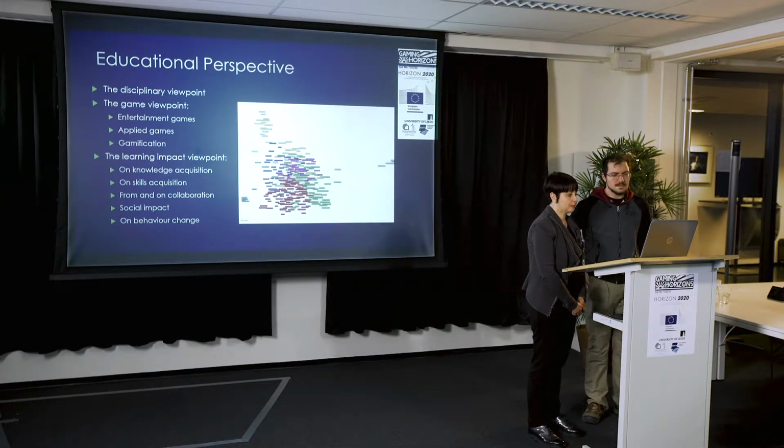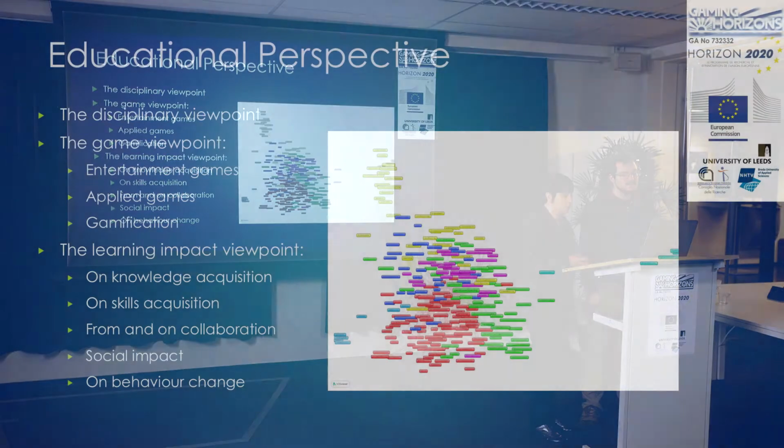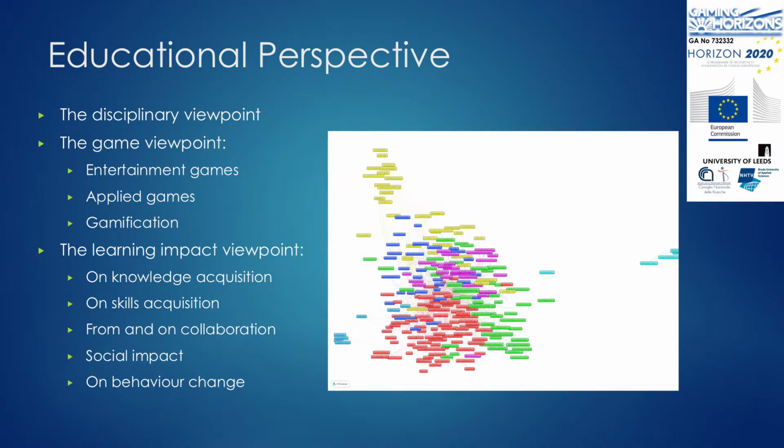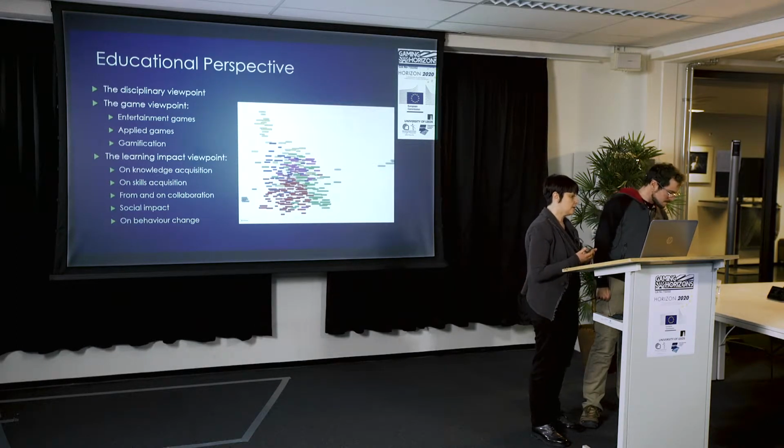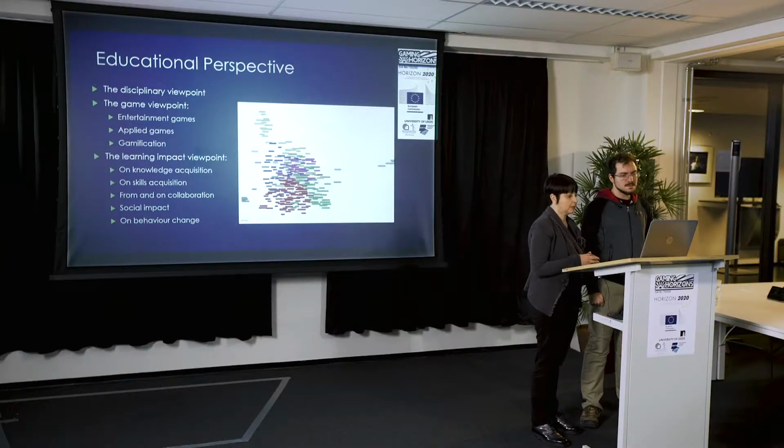As to the educational perspective, as you can see, the clusters of the keywords are not so well defined. There is an overlap among the clusters. And so finally we decided to organize our results on 3 dimensions that are the disciplinary viewpoint, the game viewpoint, and so we analyzed the research about the use of entertainment games, applying games, and gamification. And the last one is the learning impact viewpoint. And therefore we organized our literature about knowledge acquisition, skills acquisition, the topic of collaboration, social impact, and on behavior change.